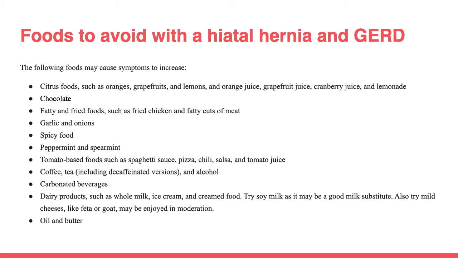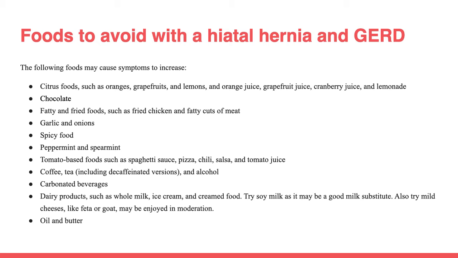Okay, so now we're going to talk about some foods to avoid with a hiatal hernia and GERD. These foods may cause the symptoms to increase, and they include citrus foods such as oranges, grapefruits, lemons, orange juice, grapefruit juice, cranberry juice, and lemonade, chocolate, fatty and fried foods such as fried chicken and fatty cuts of meat, garlic and onions, spicy food, peppermint and spearmint, tomato-based foods such as spaghetti sauce, pizza, chili, salsa, and tomato juice, coffee and tea, including decaffeinated tea, alcohol, carbonated beverages, dairy products such as whole milk, ice cream, creamed foods.